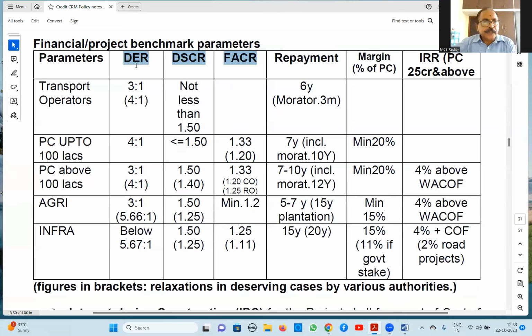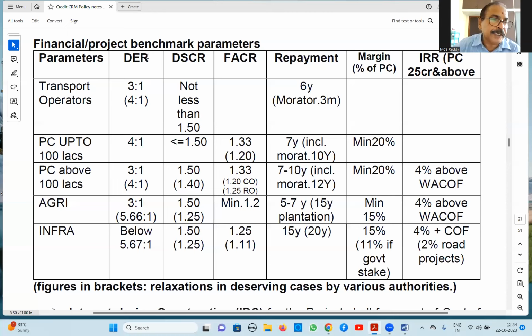Here, debt equity ratio, if you see transport operators 3:1, it can be reduced to 4:1 by next higher authority. Next, project cost up to 100 lakhs, 4:1 debt equity ratio. PC above 100 lakhs, either 3:1 or it can be reduced to 4:1. Agriculture 3:1, 5.66 for projects up to 10 lakhs only. And below, infra, below 5.67:1. Infra only differing. Remaining all generally 3:1 or it can be reduced to 4:1.